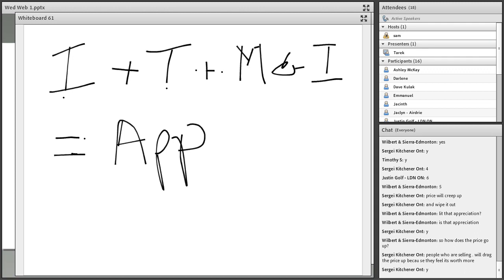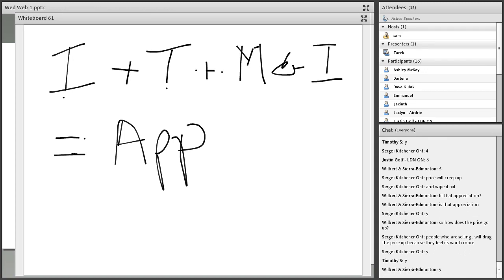Everybody see that? Those three things are the reason appreciation goes up. Those are the only real reasons that appreciation goes up. Now, can we have anomalies? Absolutely.